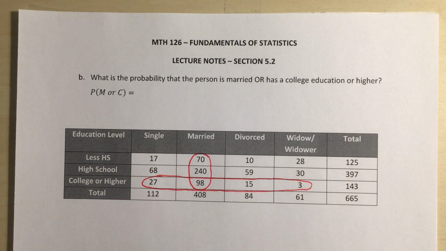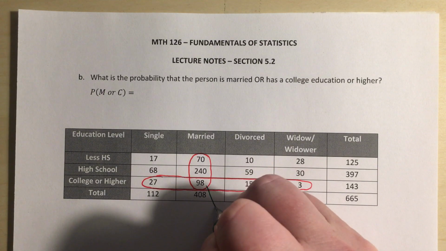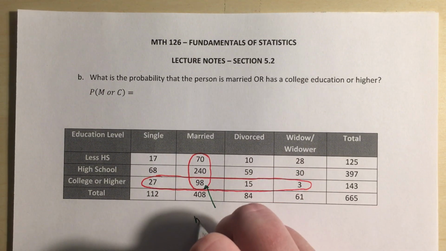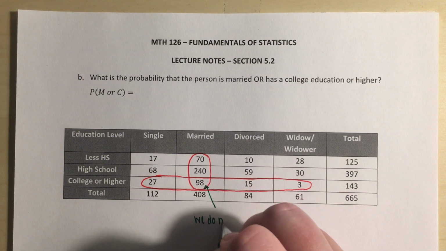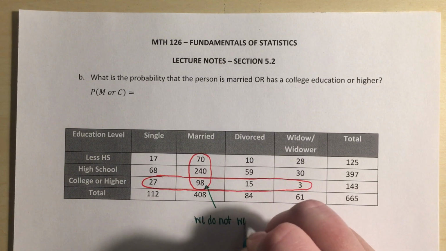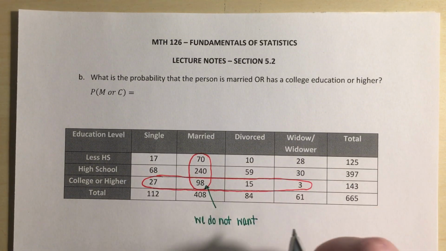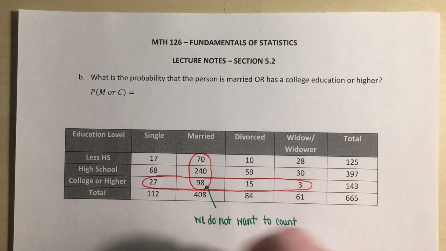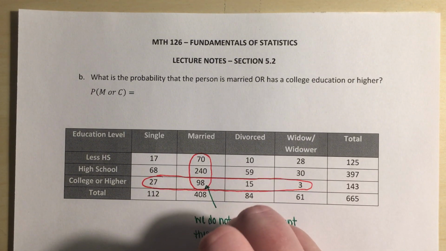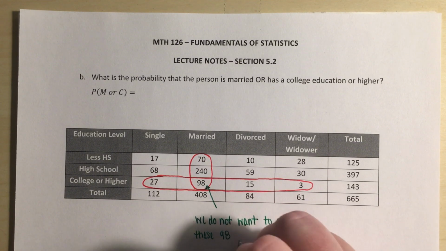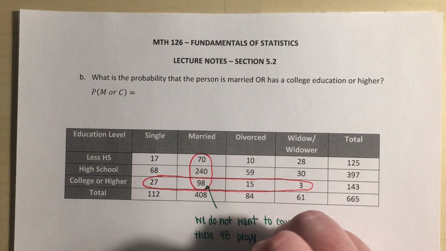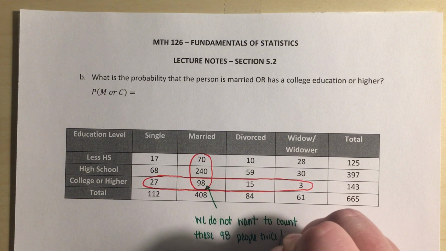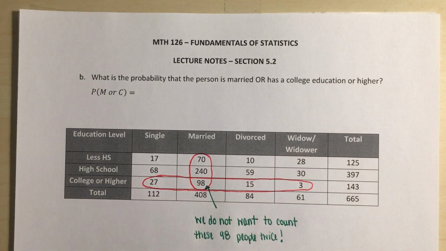Again, the reason I'm doing this differently is we want to make sure that we do not want to count these 98 people twice. And we will get a little shortcut to do this.